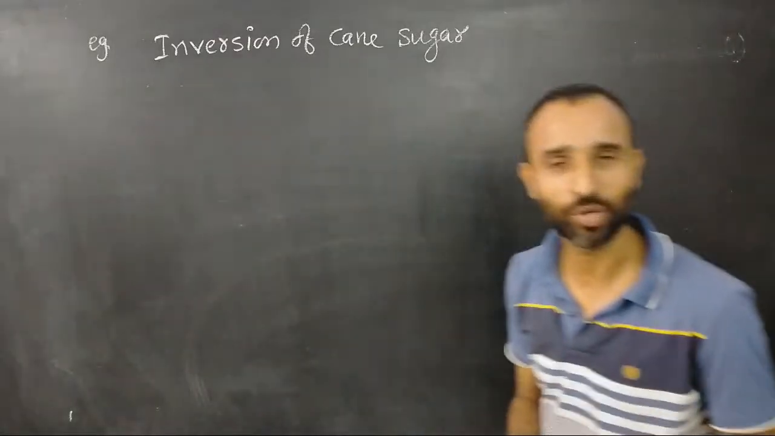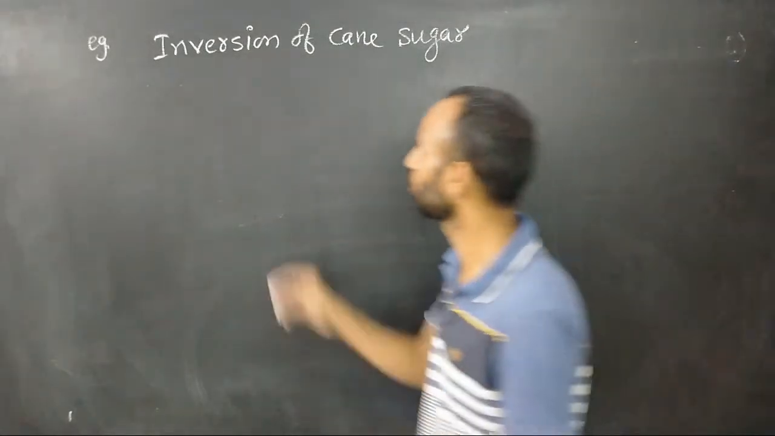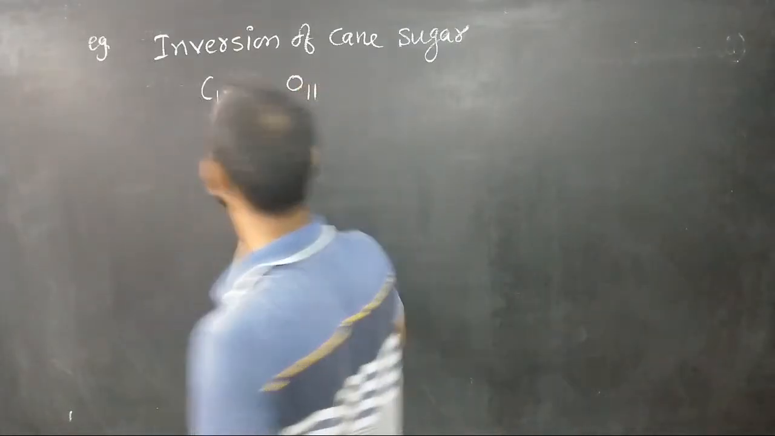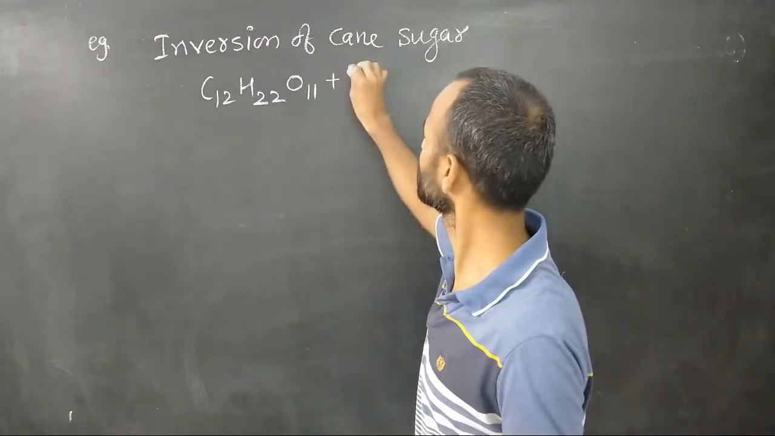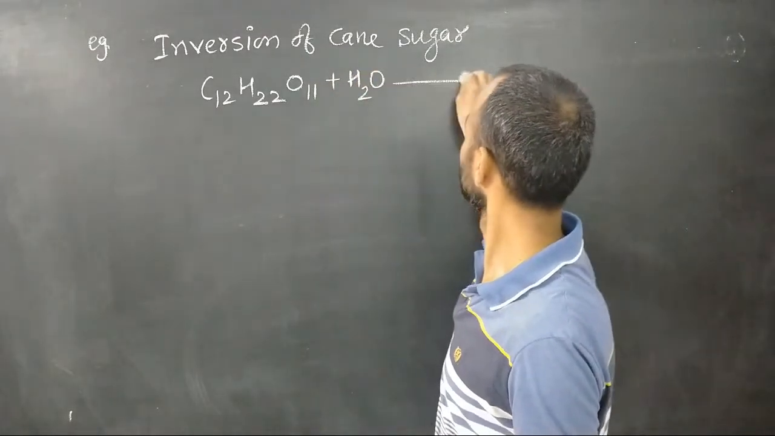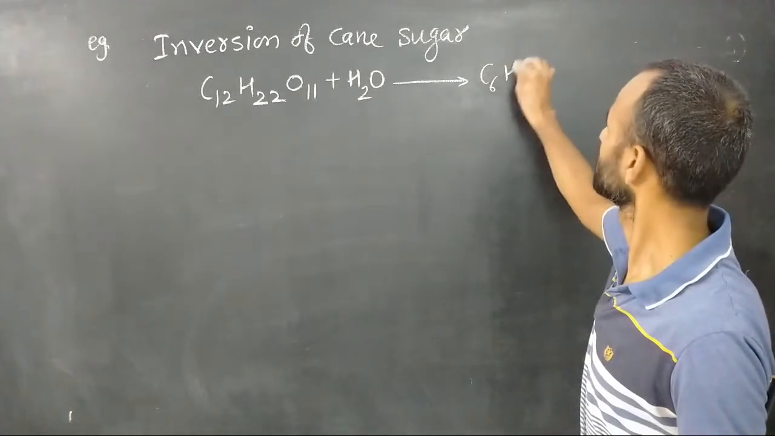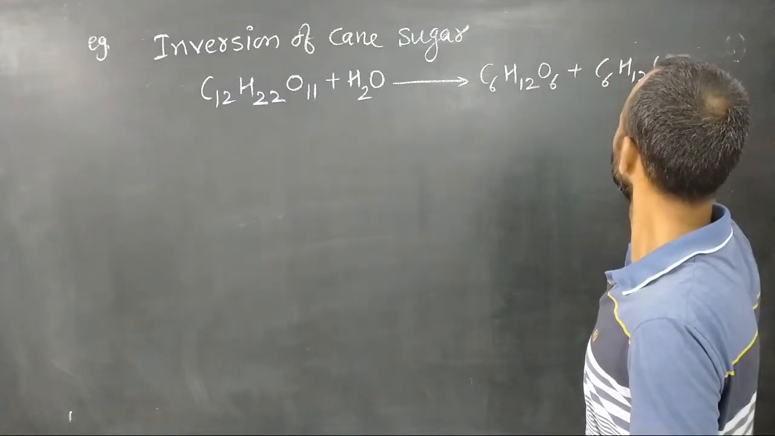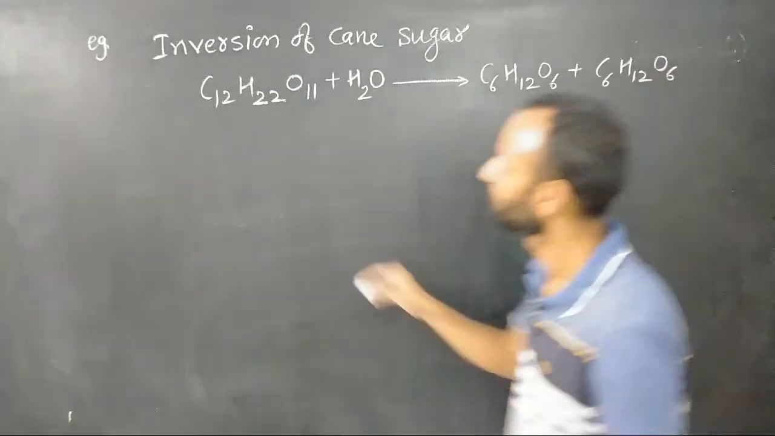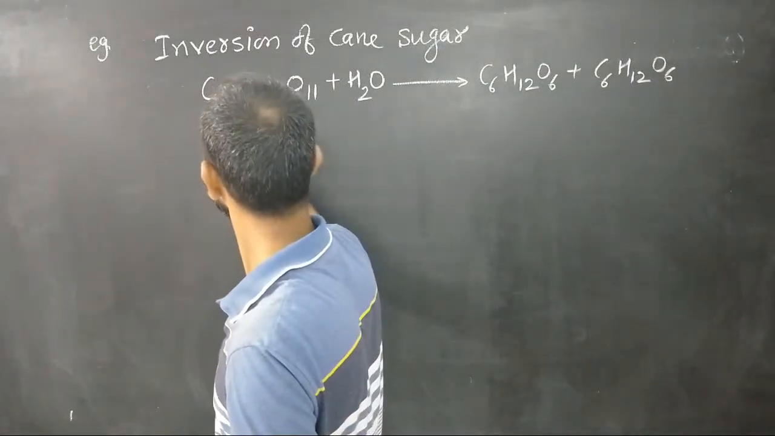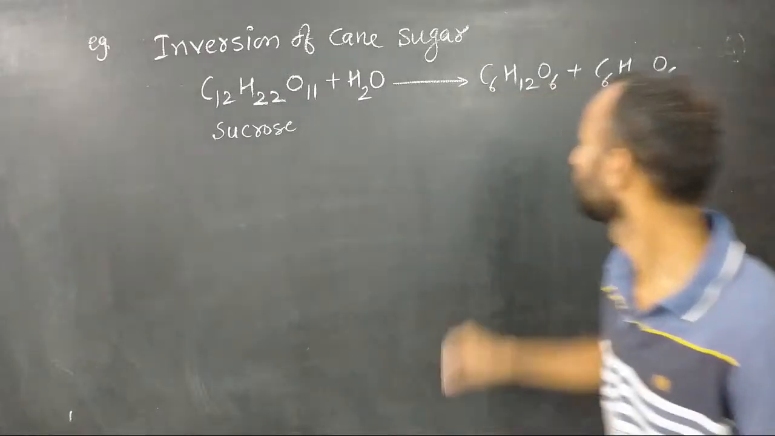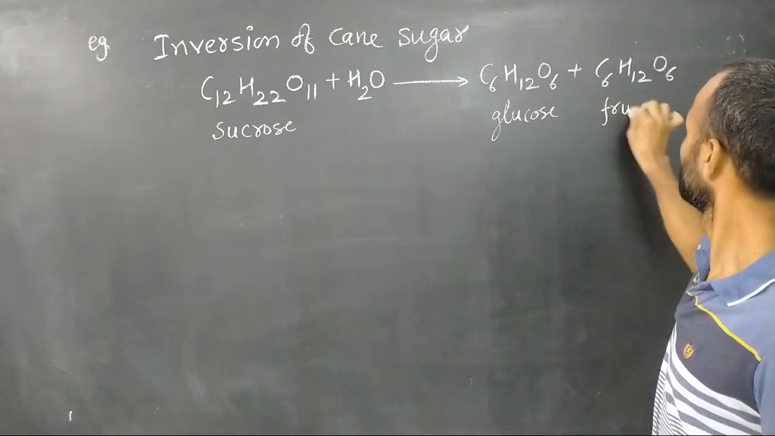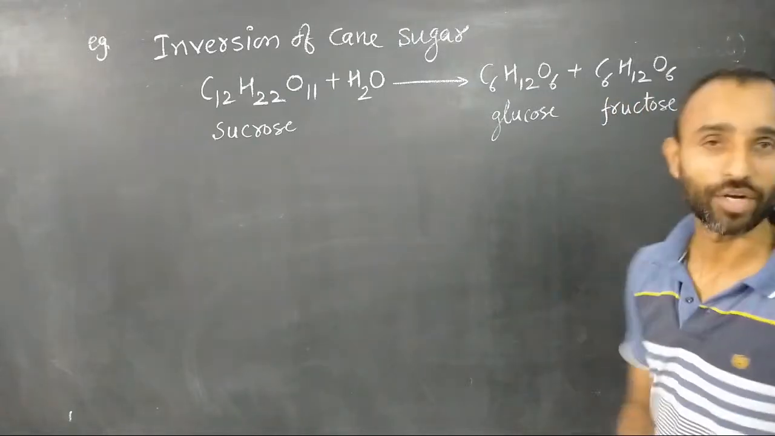Inversion of cane sugar. Cane sugar means sucrose. Sucrose is C12H22O11. So hydrolysis of cane sugar gives C6H12O6 plus C6H12O6. That is, sucrose gives glucose and fructose. And which enzyme is used?